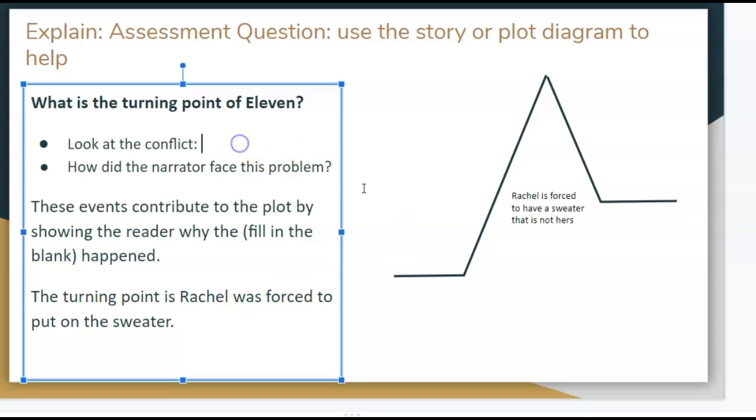So look at the conflict. What's the conflict of the story when they're asking about the turning point? And how did the narrator face this problem? Well, when it came down to it, her choice was to either put the sweater on or get in trouble.